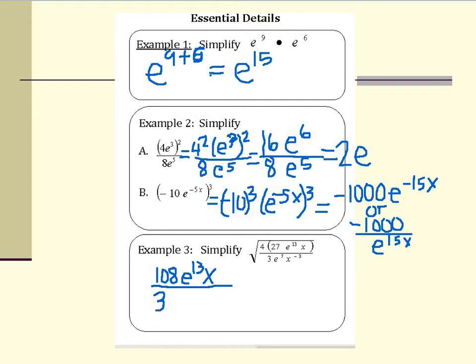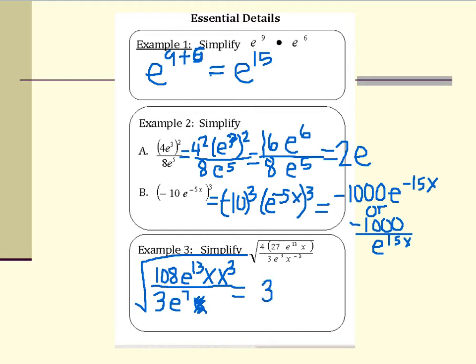I've got 3 on the bottom. I've got e to the 7th on the bottom, and x to the negative 3rd. Well, that x to the negative 3rd, we don't really want a negative exponent, so I'm going to move it to the top and make it x to the positive 3rd. We've still got our radical sign here, so let's keep it. Now let's do a little bit more simplifying here. 108 divided by 3, well, that right there is 36.